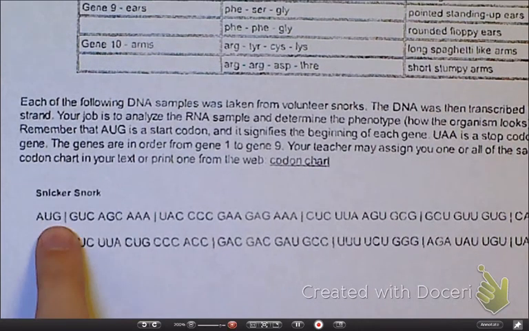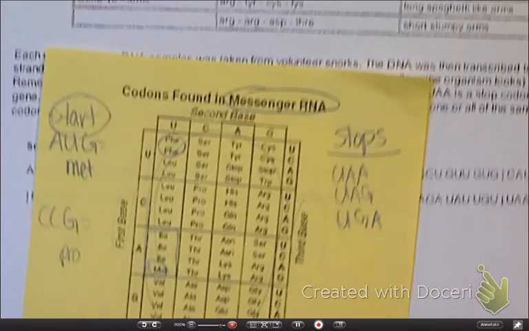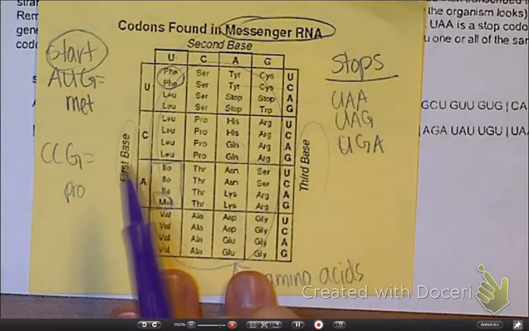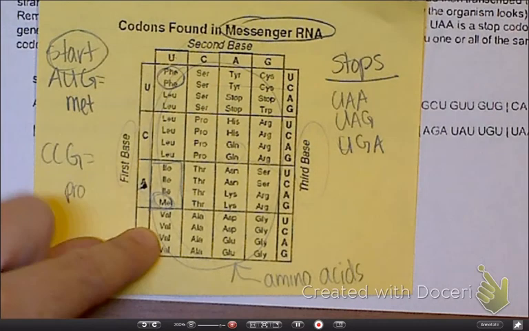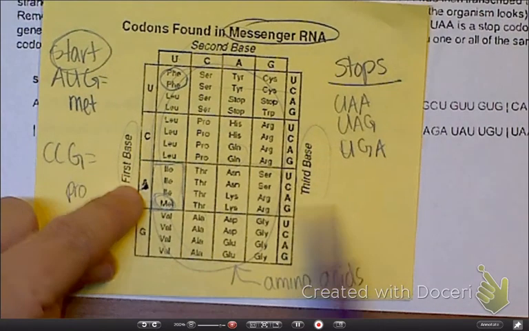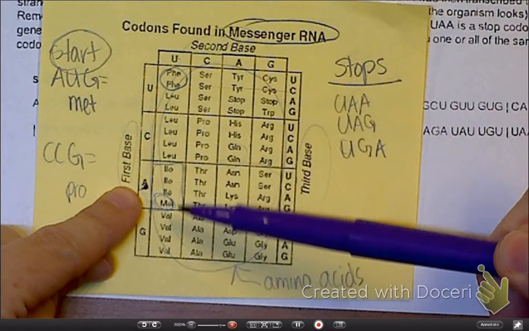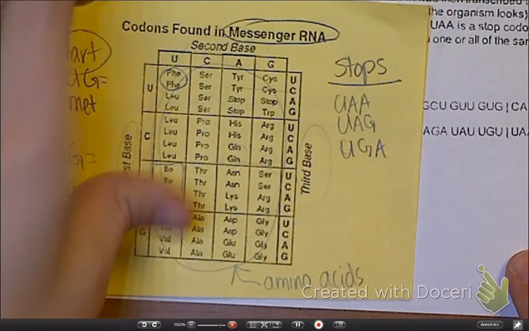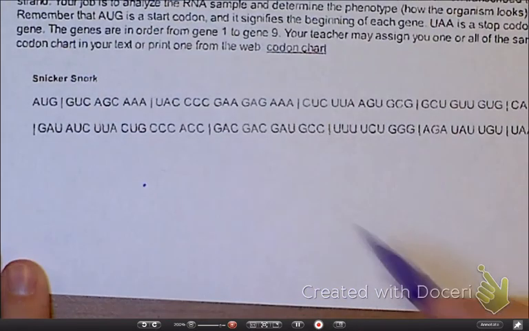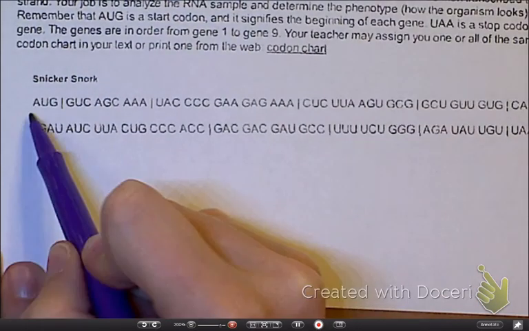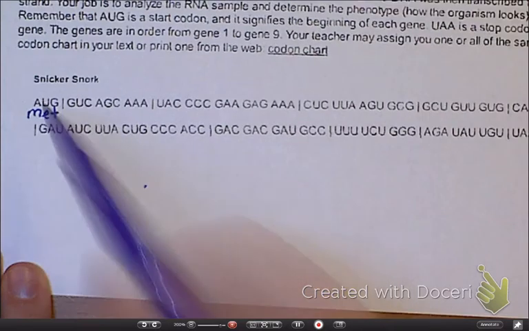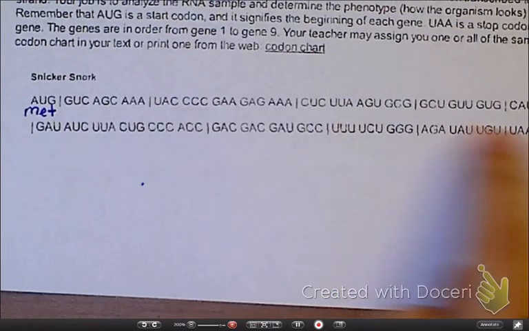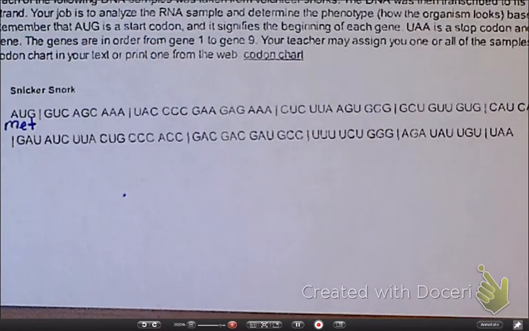We have AUG. If you remember how to use our codon tables, we start with A, so we know we're looking at this row. We have U, so we know we're looking at this column. And then we have G, so we know that our amino acid is methionine. You can just use the abbreviations for this one because that's what it is on the table. So we just write MET right underneath that. And you're going to do that all the way across for all of these. Now you can see why I'm only making you translate 3 instead of all 4.